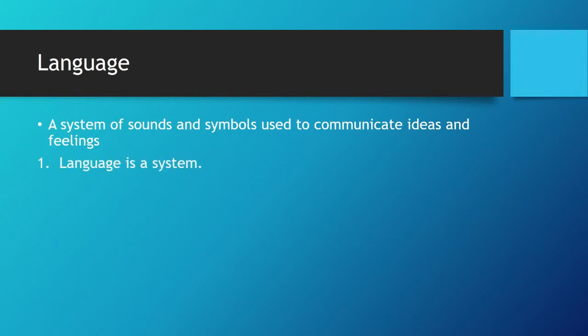The first thing is that language is a system. Think about it: what is a system? A system is something made up of multiple parts. Think about the body. We have the digestive system, the cardiovascular system, the muscular system. Language is built in that very same way, made up of multiple parts. We have three parts that are really important, and I would like you to jot these down.